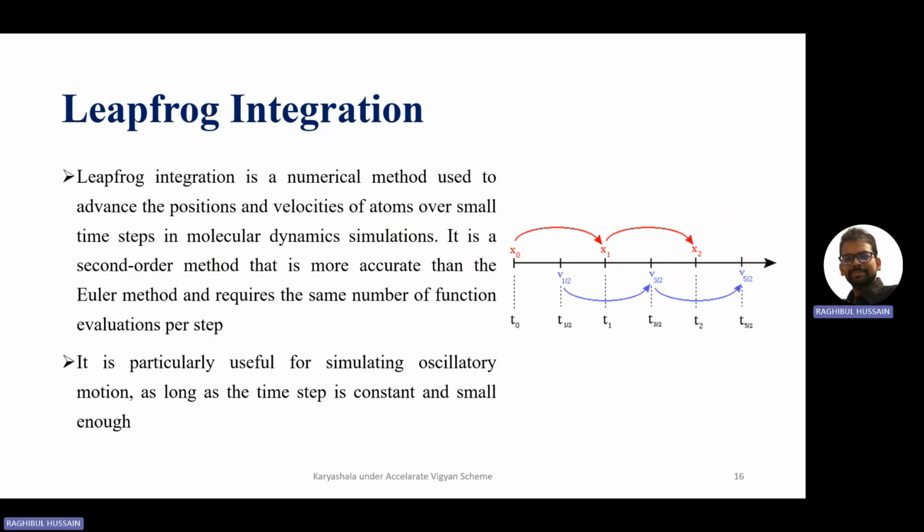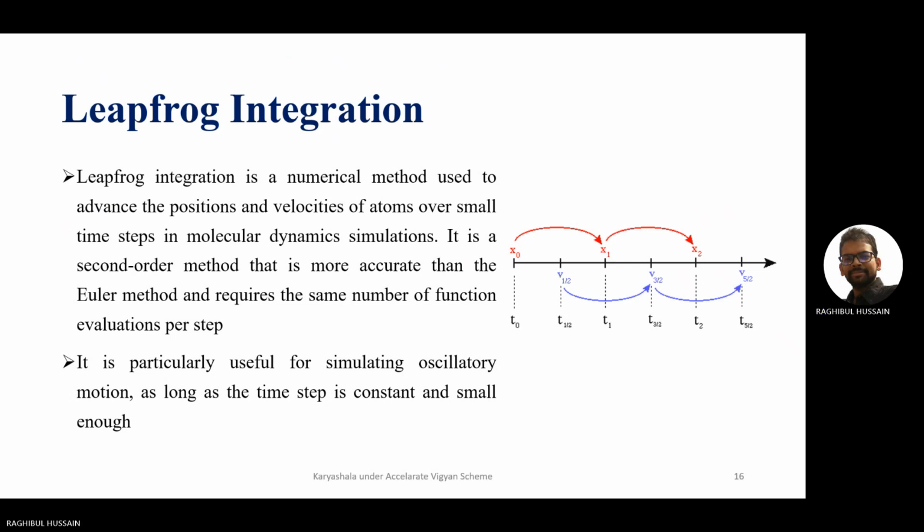Other than the Verlet algorithm, several other schemes are available. One of them is the leapfrog integration. In the leapfrog integration, the advantage is that we do not compute the position and velocity at the same time instant. Let's say the position is computed at each grid point, then in the middle of the grid points, we compute the velocity. So it has certain advantages that have been observed over time.